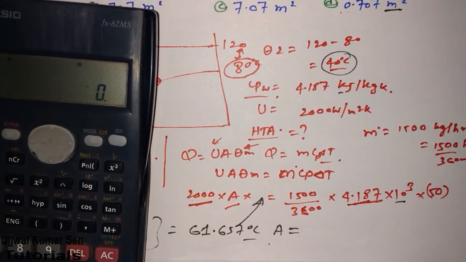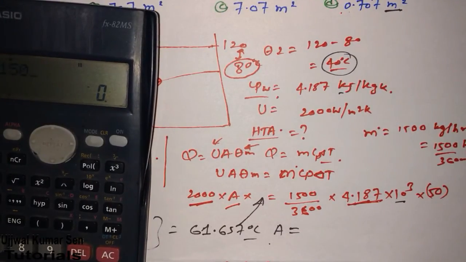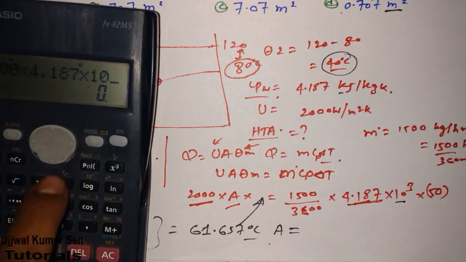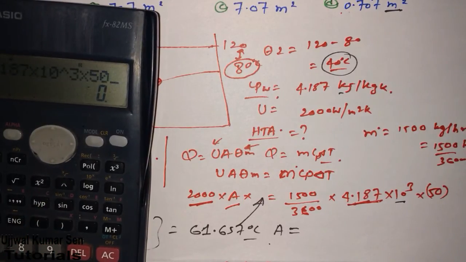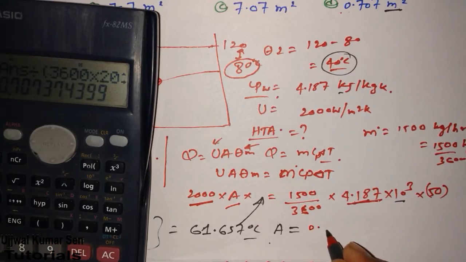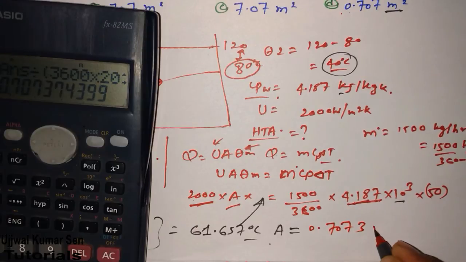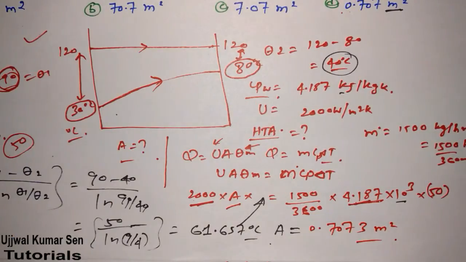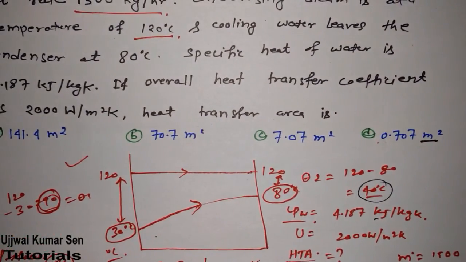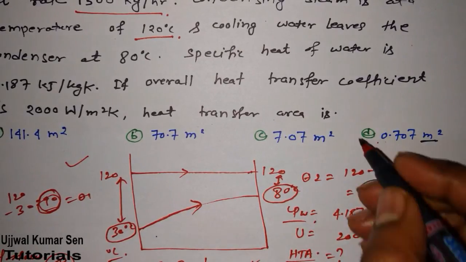So we have to find out the area now. The basic thing is that we have to use the calculator. So 1500 multiplied by 4.187 multiplied by 10 to the power 3 multiplied by 50 is equal to this much. Now we have to divide by 3600 multiplied by 2000 multiplied by this value, 61.657. So what is the value? Basically we are getting 0.7073 meter square. Now look at the options given. So option D is the right answer for this question.